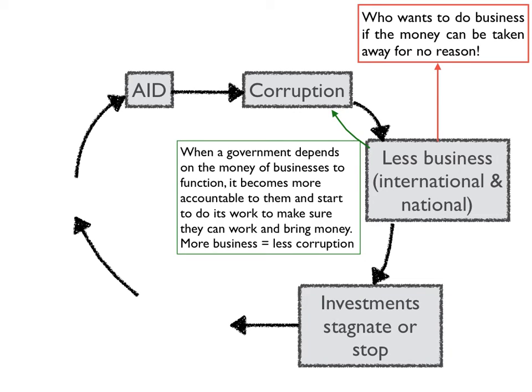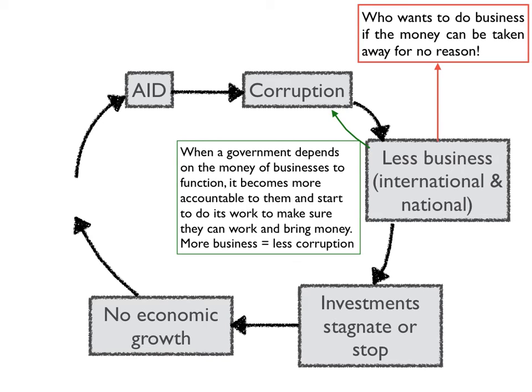If we go back to the negative circle, meaning aid leads to corruption, corruption leads to fewer businesses, and fewer businesses means that investments, right? So putting money into the country, stagnates, so they stay the same, or actually they stop. Without investments, most of the time economic growth is impossible. So yes, no investments means no economic growth, and no economic growth means more poverty, which takes us back to asking for aid, which increases corruption, and we go back again.